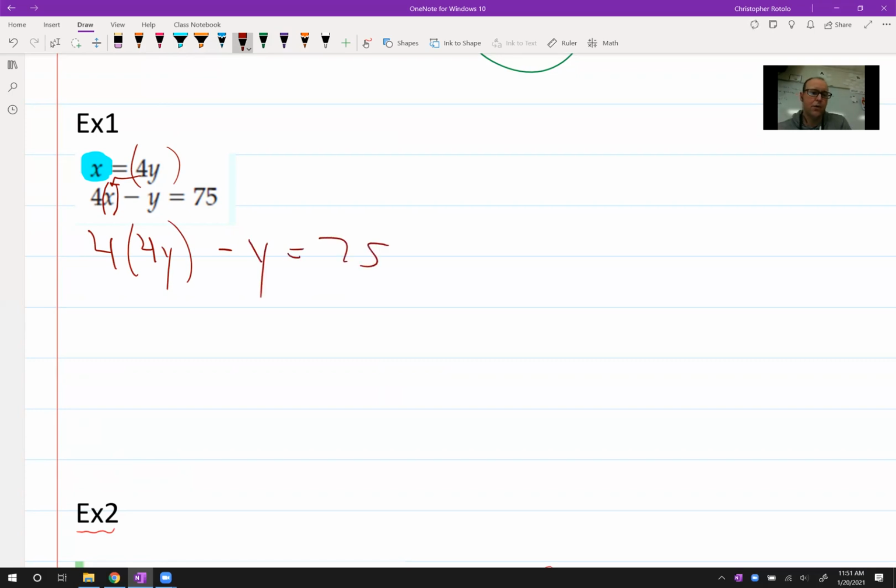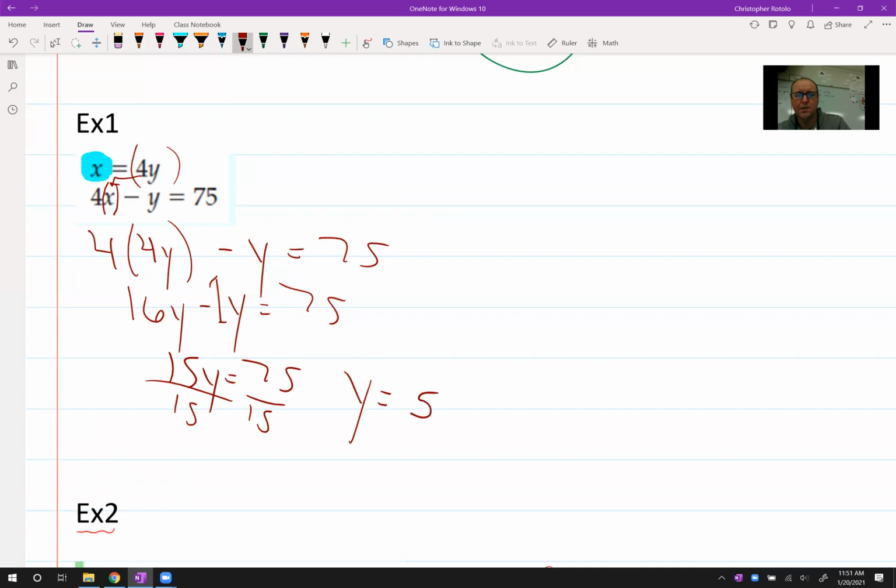All right, so here's what we got. 4 times 4y, that's 16y, minus y equals 75. Remember, that's 1y right here. So that's 15y equals 75. Little known fact, you can divide this by 15, and y is going to come out to be 5. 5 times 15 will give you 75. Don't believe me? Try it out.